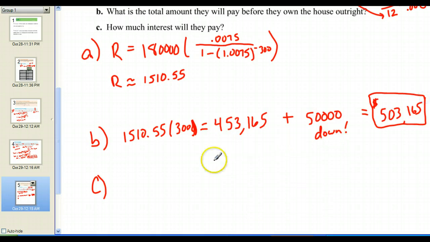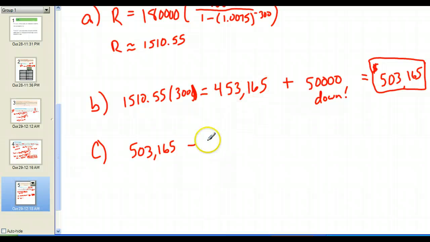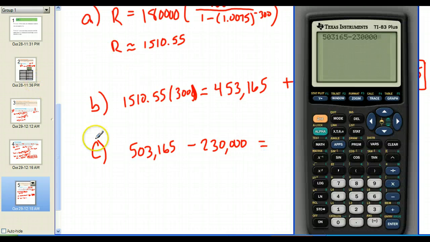Alright, so how much of that was interest? That's what part C asks. Well, interest is what you actually paid minus what you would have paid if you would have paid cash. So $230,000 is what you would have paid if you could have paid cash. Alright, put it in the calculator, drum roll, $273,000 in interest.